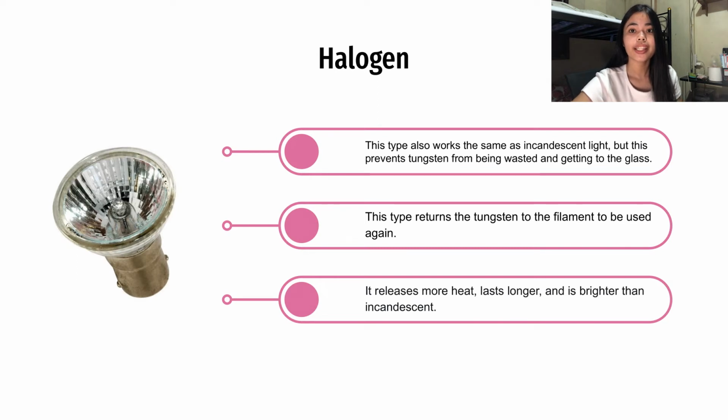Similar to how incandescent bulbs produce light, halogen bulbs emit light by running electricity through and burning out the tungsten filament. The difference is that this type contains halogen gas which enables the filament to be reused. This type releases more heat, lasts longer, and is brighter than incandescent lights.